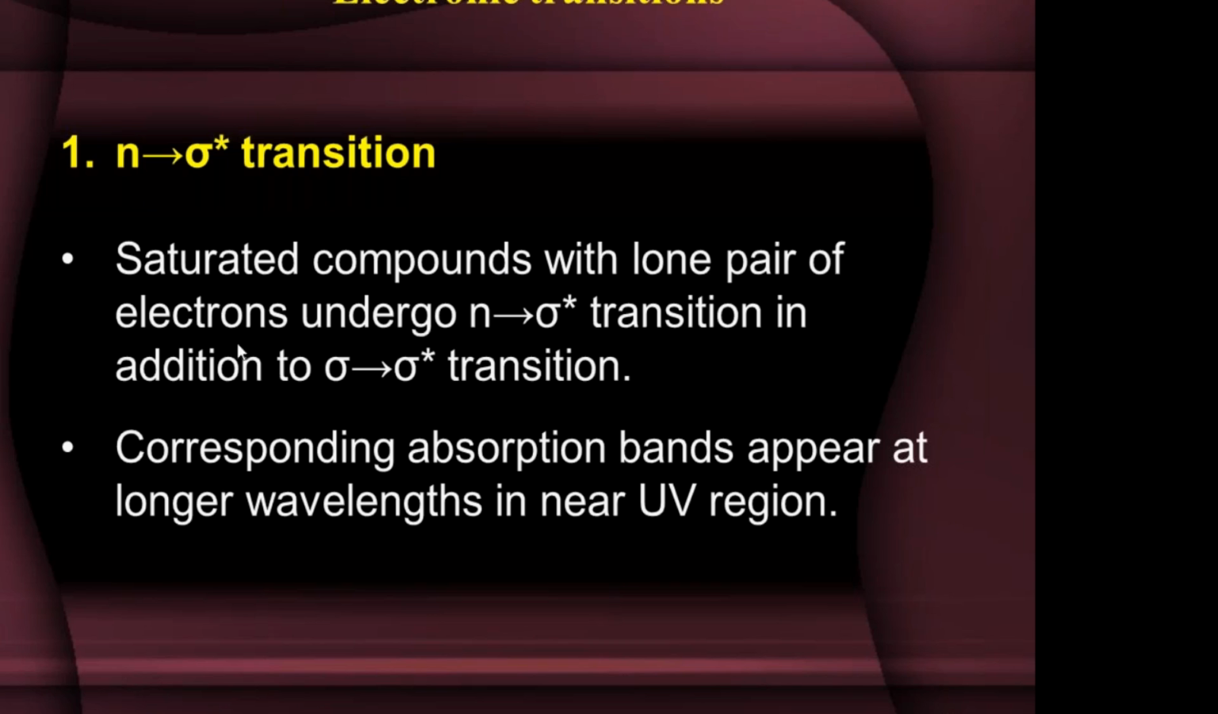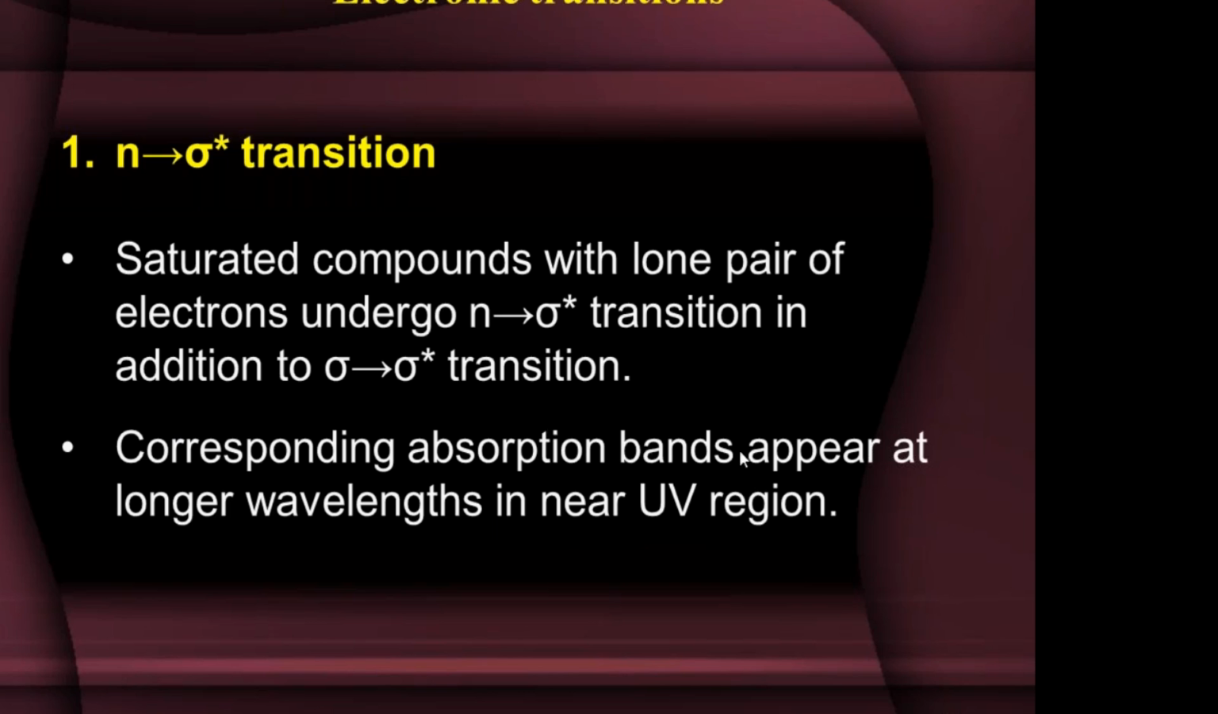Saturated compounds with lone pair of electrons undergo n to sigma star transition in addition to sigma to sigma star transitions. Since they are saturated compounds, they definitely have sigma electrons. So these sigma electrons can undergo a transition to sigma star anti-bonding orbital, but this cannot take place with the UV visible radiations. On the other hand, n to sigma star may take place in the UV visible. So if it takes place, you get a spectrum.